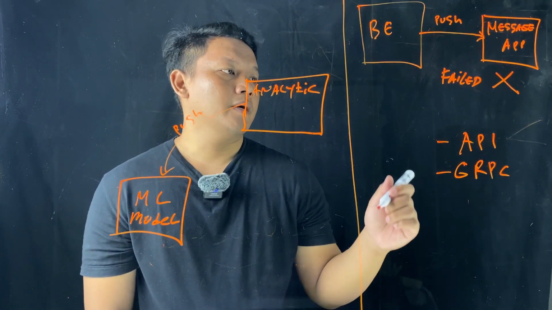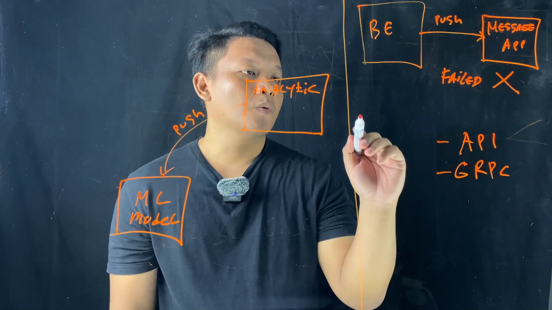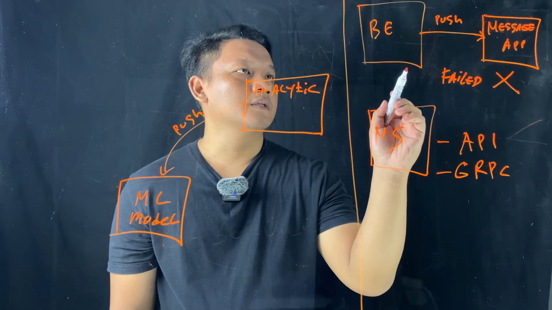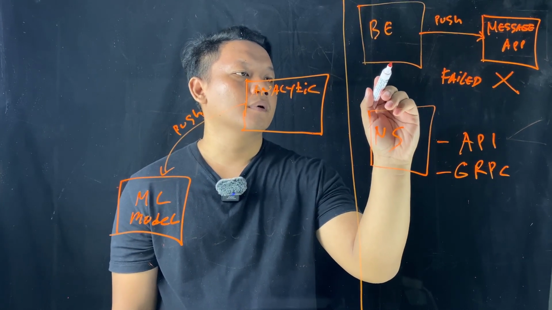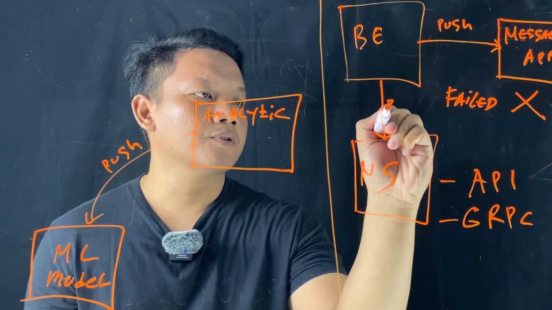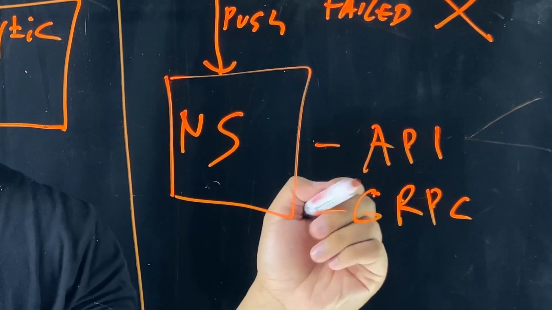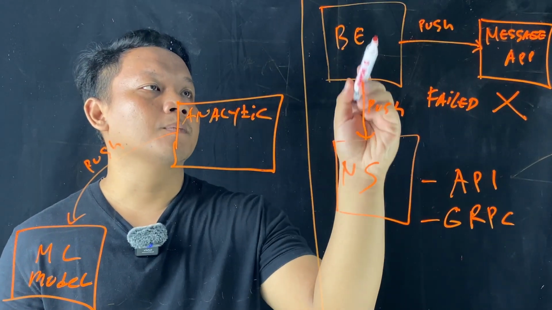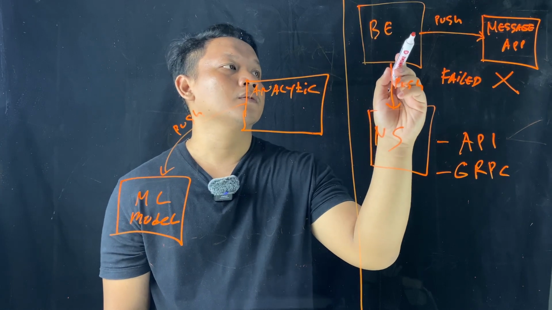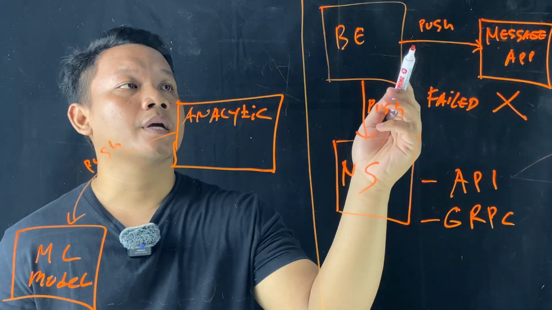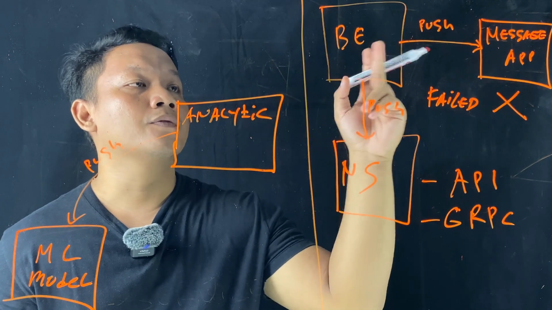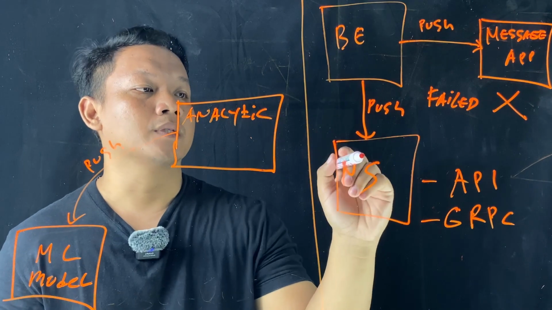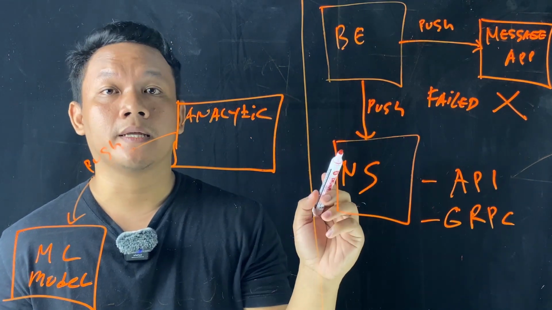Another problem that occurs with this implementation is when, let's say, you have a new service that requires receiving the message data from the backend here. That will be another push. With an API or remote procedure call, you have to change code inside the backend. Previously you only needed to send to one specific service, but now you have two lines of code: the first one to send to the message app service and the second one to send to the new service. So this is quite hard to maintain as well.